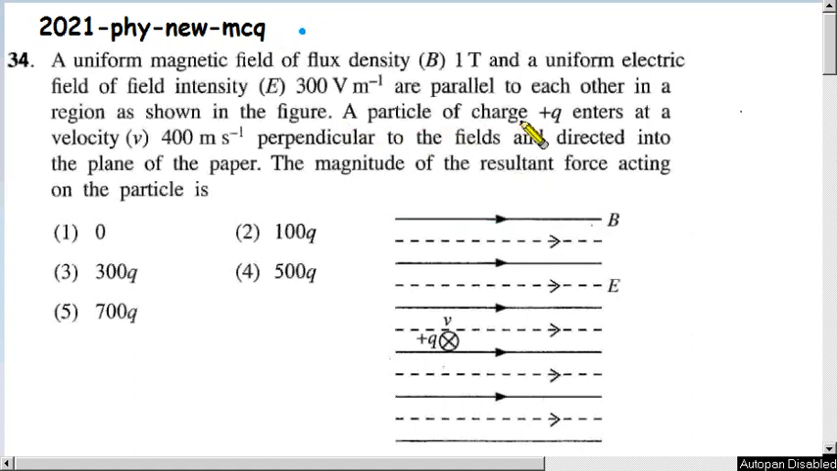A particle of charge plus q enters at a velocity v. So this one, velocity equals 400 meter per second, perpendicular to the fields and directed into the plane of the paper. They have drawn a cross here, that means the particle enters directed into the plane of the paper. The magnitude of the resultant force acting on the particle is 0, 100 q, 300 q, 500 q, 700 q.